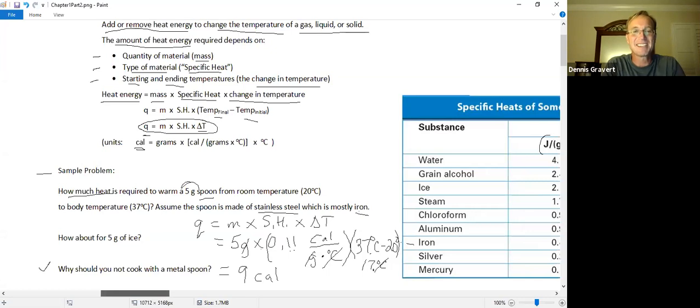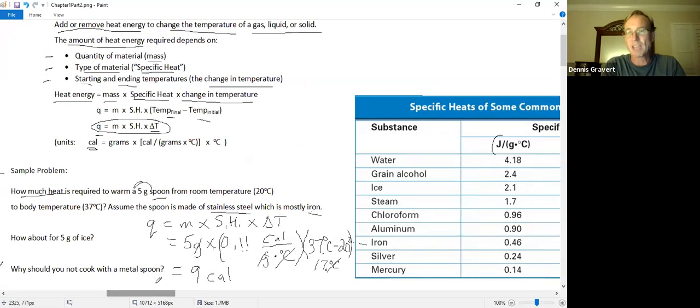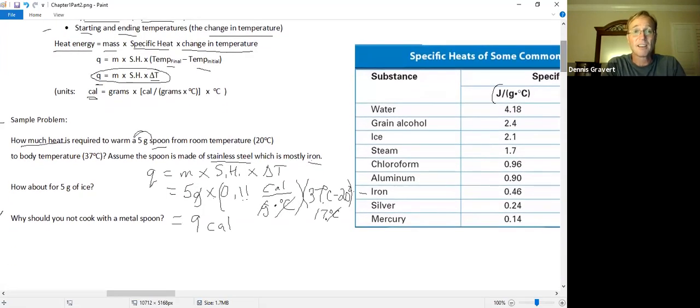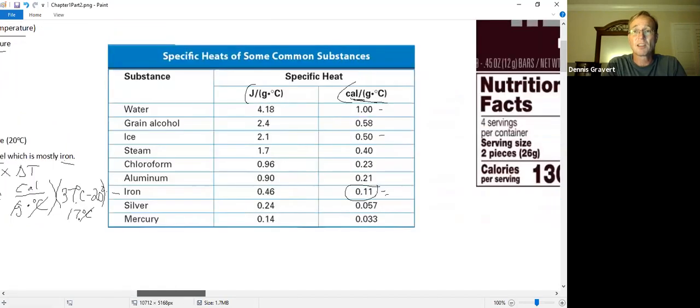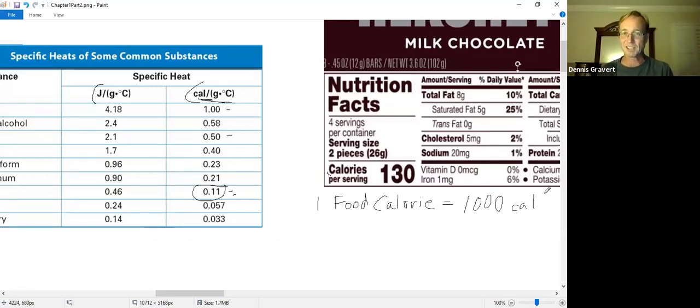Oh, finally. Let's see, I got the candy bar over here. I want to just point out one thing here. You've heard of calories before, and it turns out that I'm talking about a different type of calorie. These calories are a scientific unit for heat energy. So 9 calories to warm up the spoon. But these calories have a capital C, and it turns out that's a food calorie. It turns out that's equal to 1,000 scientific calories, the lowercase c. And this is not on exams. This is just something interesting.